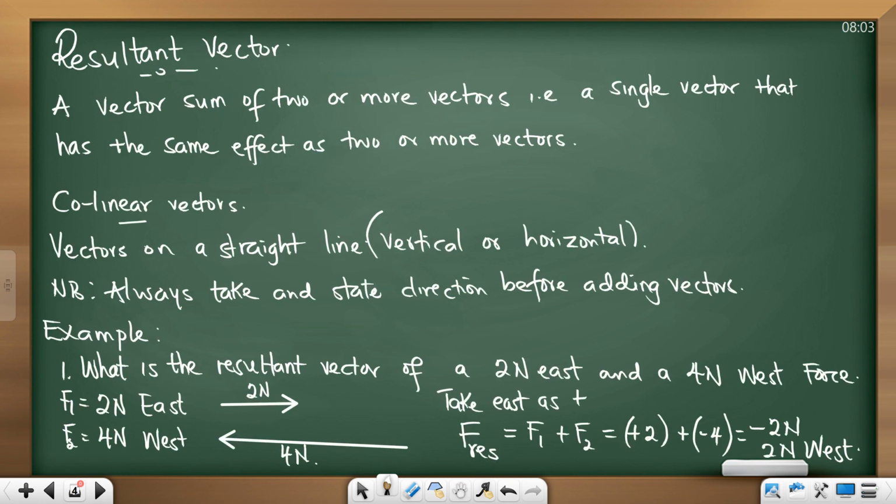Okay, we talked about resultant. This is the third definition you should know. First one is scalar. Second one is vector. This is the third one: a vector sum of 2 or more vectors. That's called a resultant vector. Collinear vectors: vectors in a straight line.